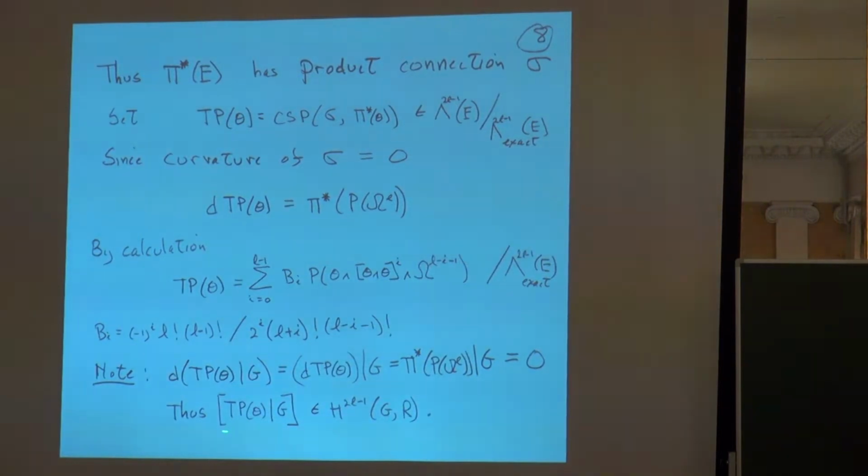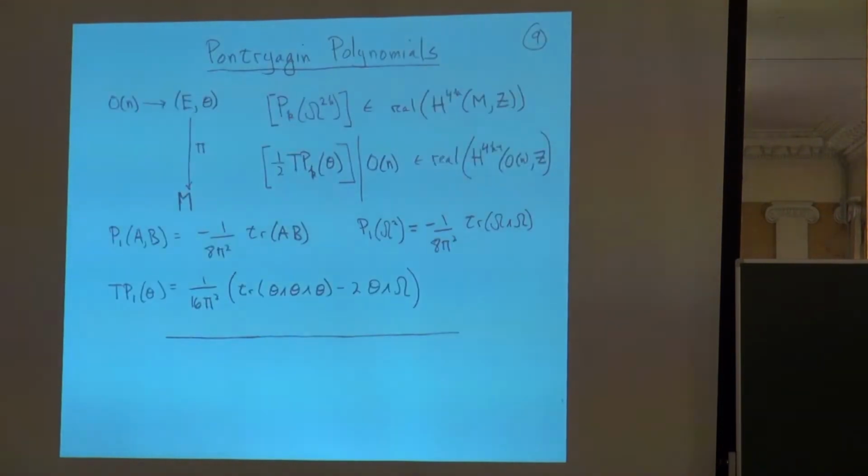We started with cohomology classes in the principal bundle, in the classifying bundle, and we ended up with cohomology classes in the group itself of one degree off. These are odd classes. And so here are some examples. There's one, the Pontryagin polynomials.